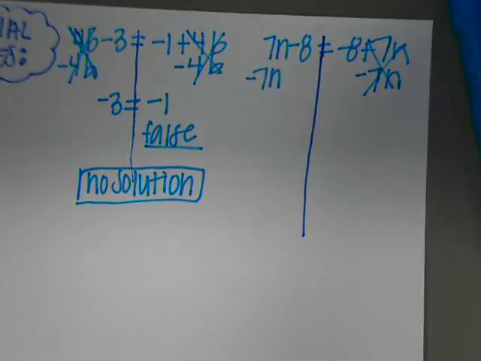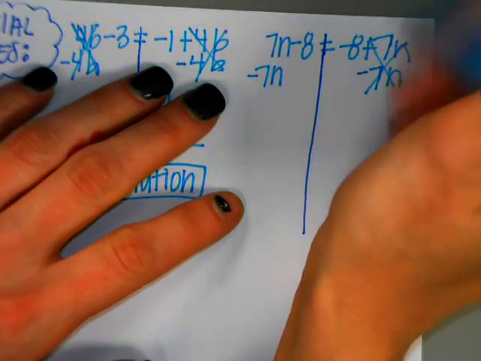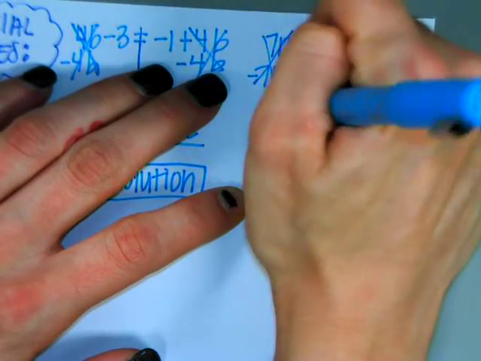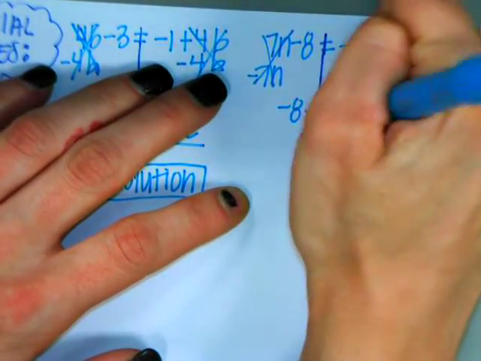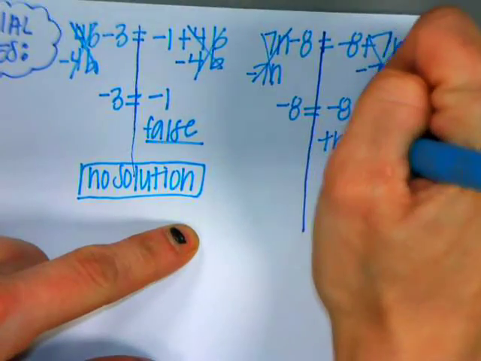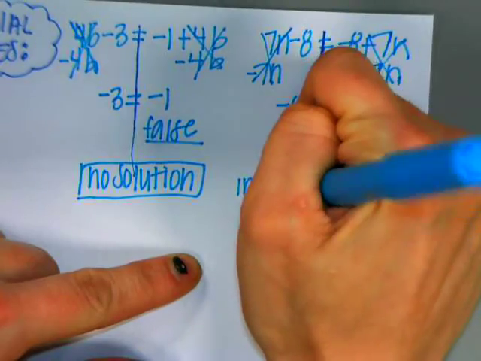Okay. So 7n minus 7n, what's 7 minus 7? 0. So you end up with negative 8 equals negative 8. So is that a true statement or a false statement? That's a true statement. So you're going to have infinitely many solutions.